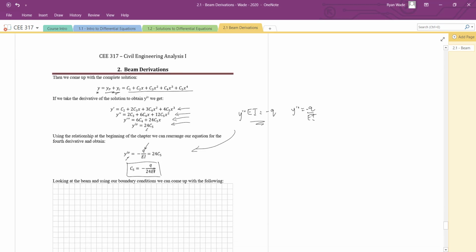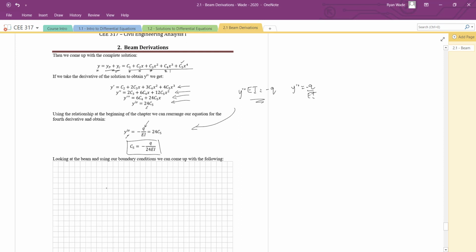If we look at the beam itself, we need to come up with boundary conditions to solve for the rest. So we've solved for C5. Now we need to come up with boundary conditions to solve for C4, C3, C2, and C1 in order to make our solution work. So if we look at the beam and think back to the boundary conditions I just went over, using that property, if we use the property where the 4th derivative times the stiffness is equal to the negative of the load, this is technically one of our first boundary conditions.